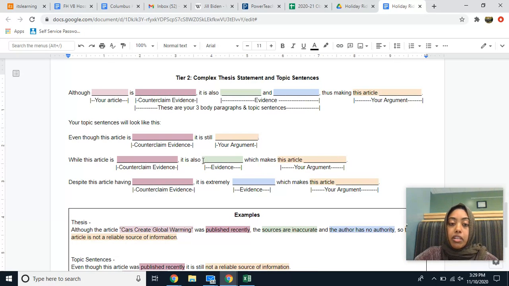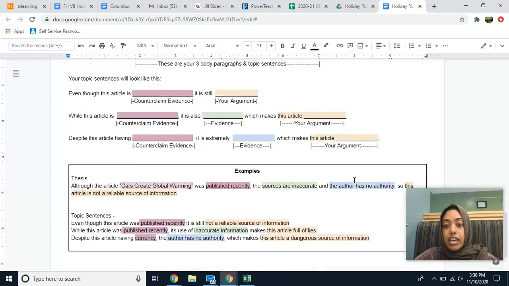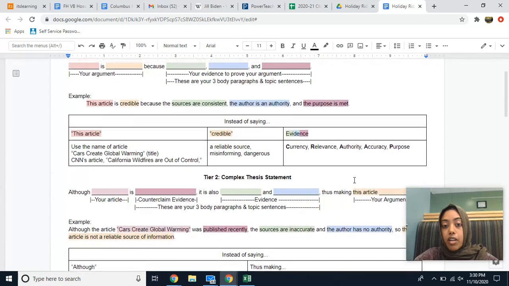Even though maybe this author isn't an expert, maybe this article is still a good source of information. So here you have, while this article is counterclaim, it is also your piece of evidence, which makes this article your argument. Same thing here, formulaic. You plug and chug the different pieces of it. And that is how you make your thesis statement and your topic sentences.